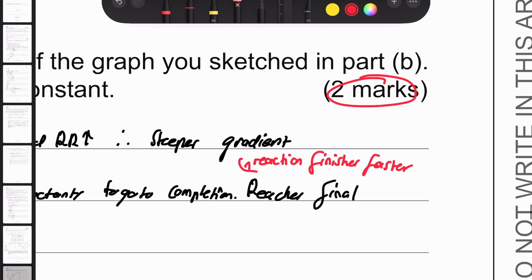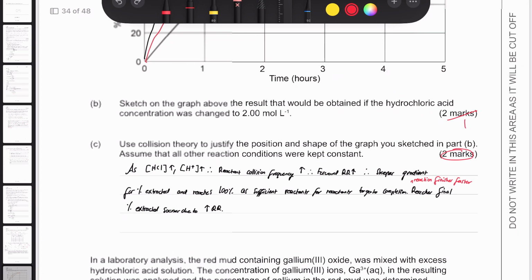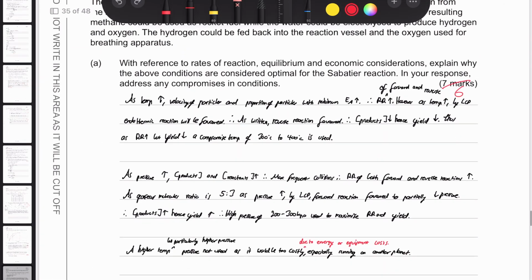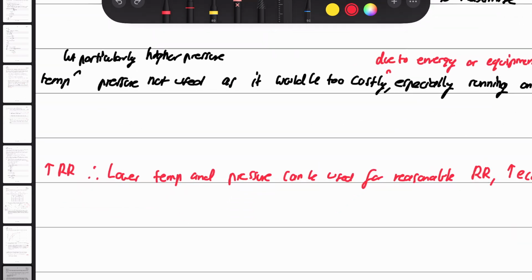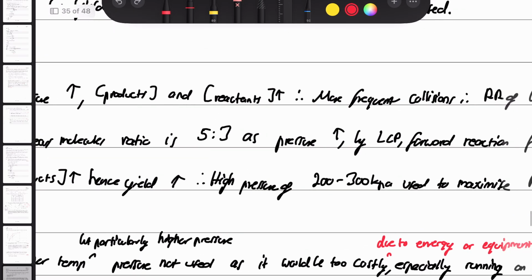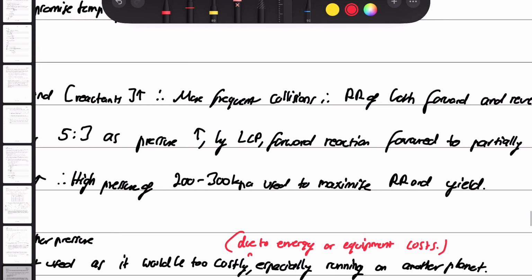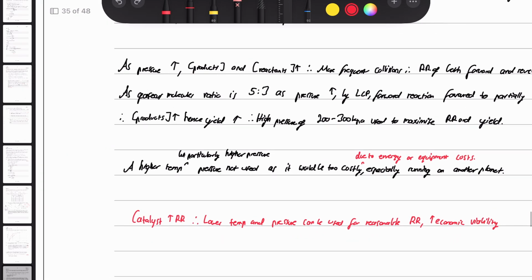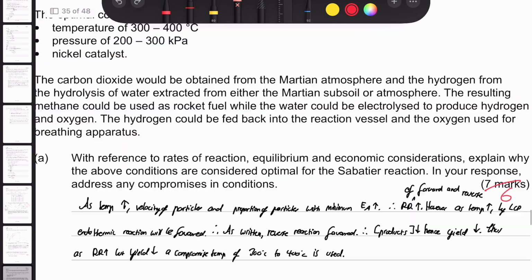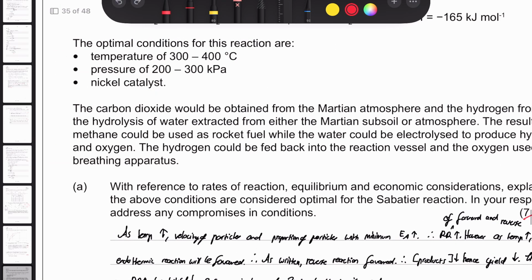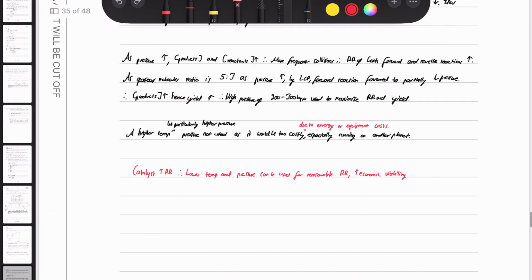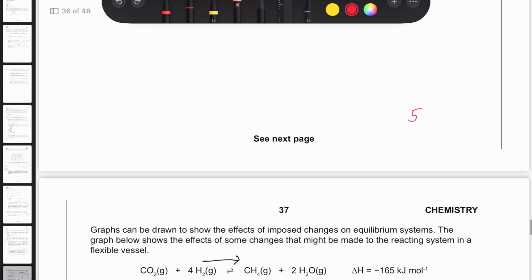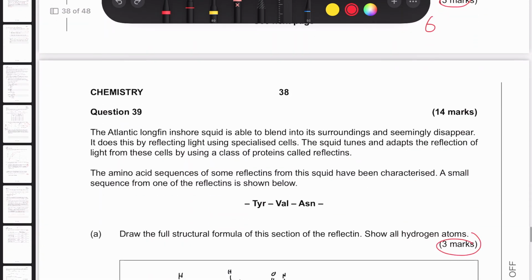But I just put here a little note that the marking key just said that the reaction finishes faster. Down 6 marks. Oh yeah, I maybe could have been, again, this was in brackets for the marking key, so I won't knock myself a mark. But it did say it was too costly due to energy or equipment costs. And then the mark I lost was that I didn't talk about the catalyst. I remember looking at the catalyst and thinking, okay, I'm going to write about the catalyst, and then I just didn't, so yeah. 5 marks there. Full marks here.